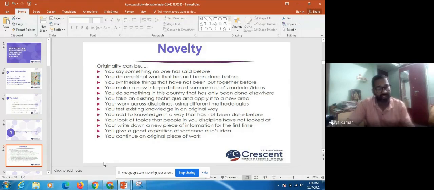There may be interpretive researchers, comparative researchers, linguistic researchers here, but I think most of the researchers here are scientific researchers. So that is the fourth way of achieving novelty, by doing interpretive research. Now, the fifth way to achieve novelty: you can do something in this country that nobody has done elsewhere.